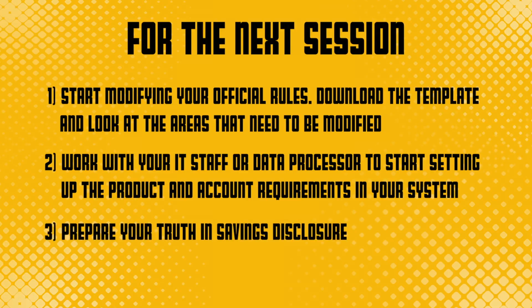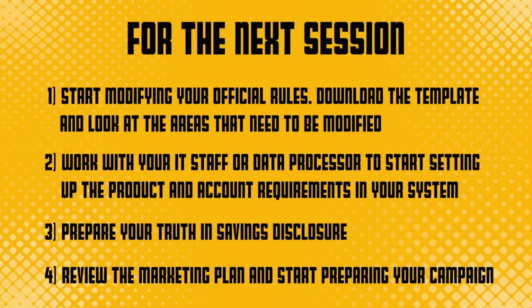Prepare your truth and savings disclosure. You can either download the version from the admin site or use your credit union standard form. And lastly, review the marketing plan and start preparing your product campaign and order your marketing materials. This can be done through the administrative website or with your local print vendor.